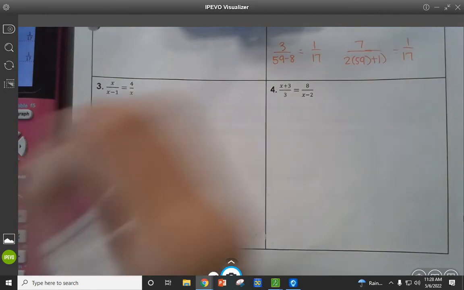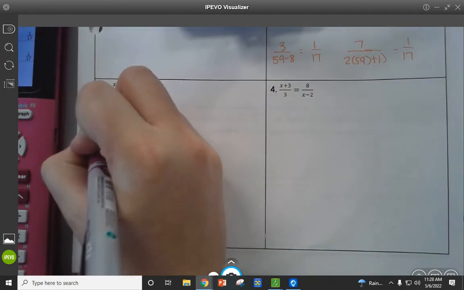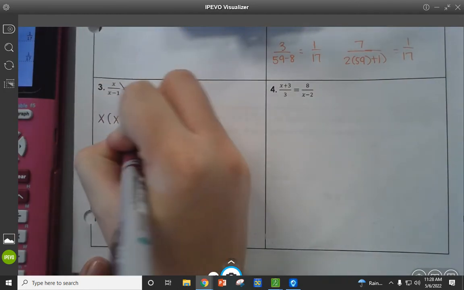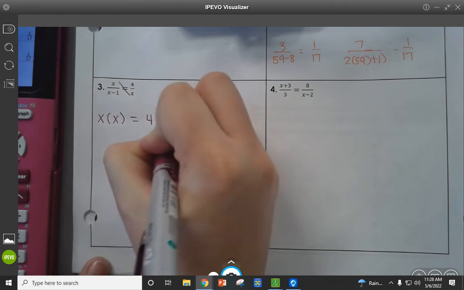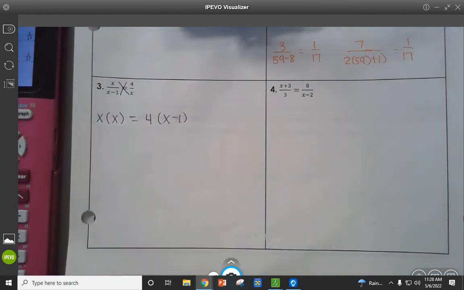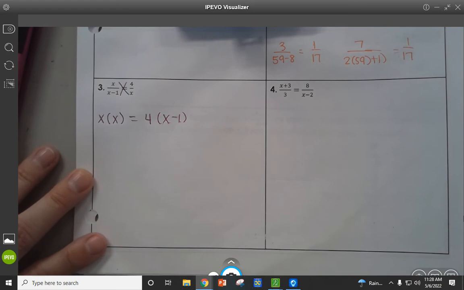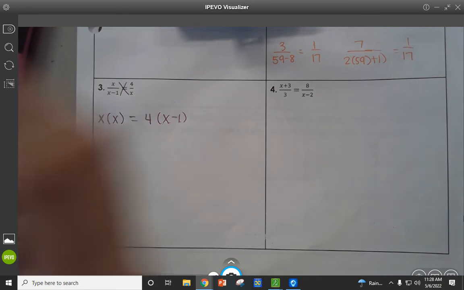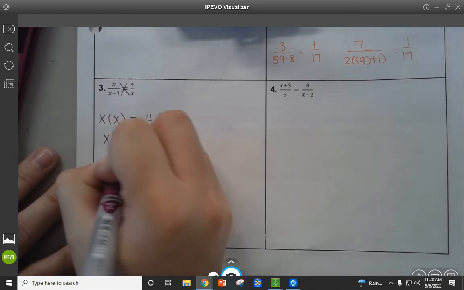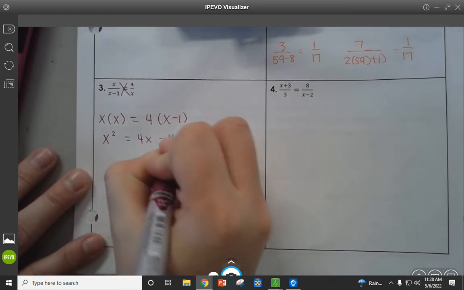Number 3, I've got x times x equals 4 times x minus 1. What is x times x? X squared equals 4x minus 4.